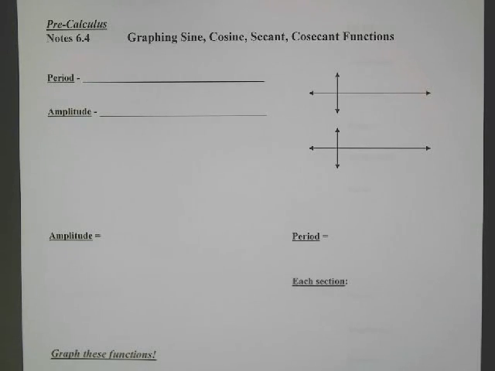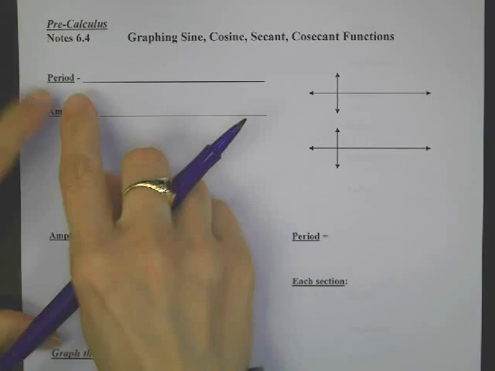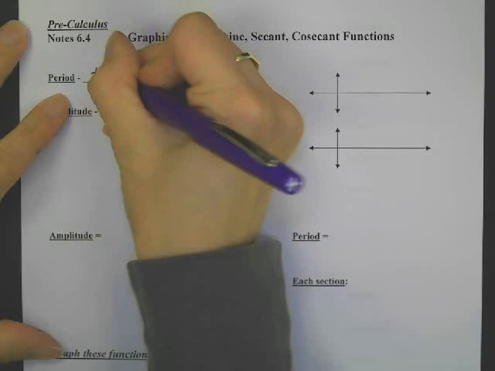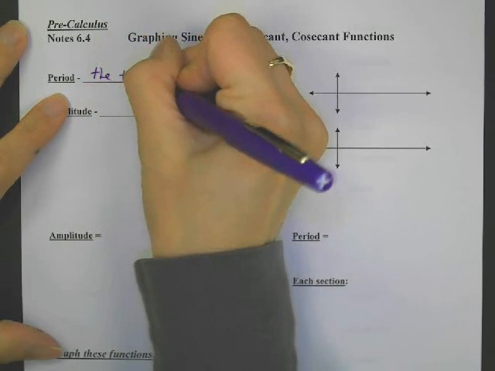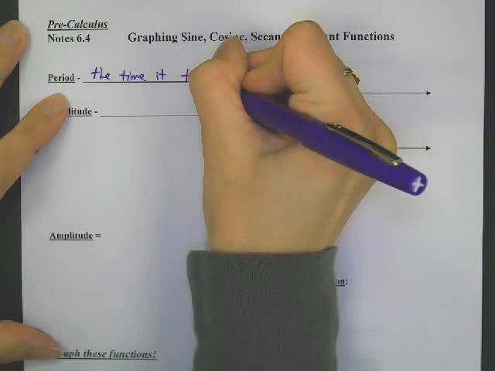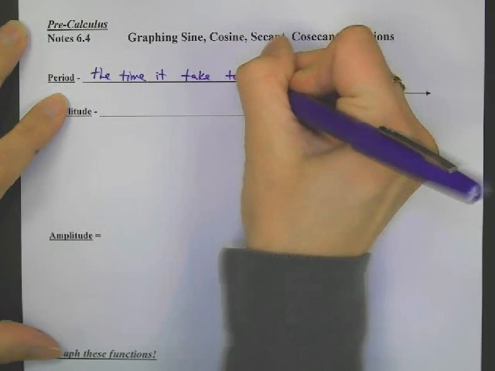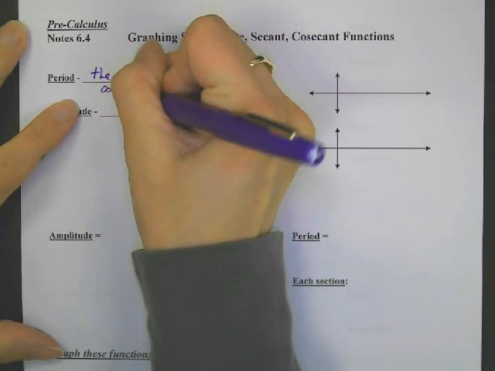This video is going to discuss how to graph some trigonometric functions. First of all, let's discuss period. The period is the time it takes to complete one cycle.